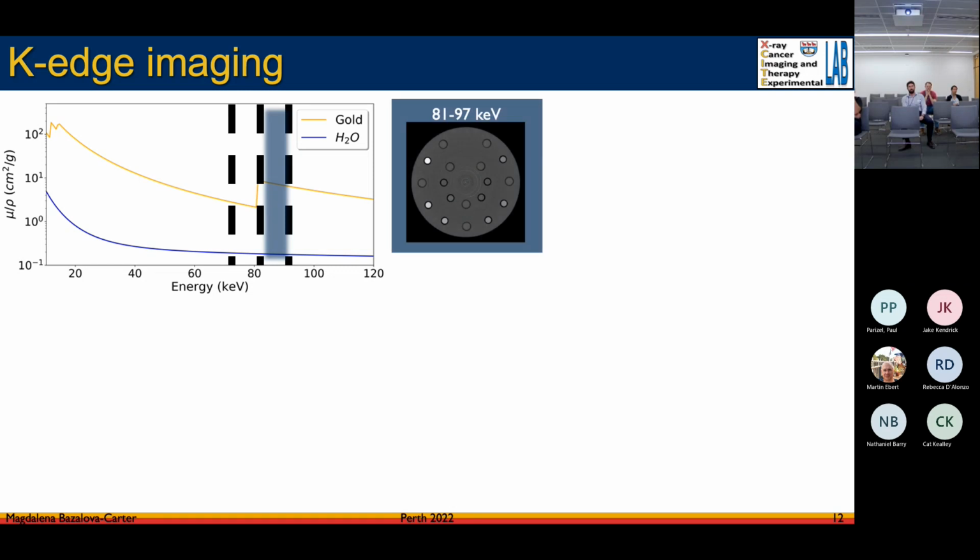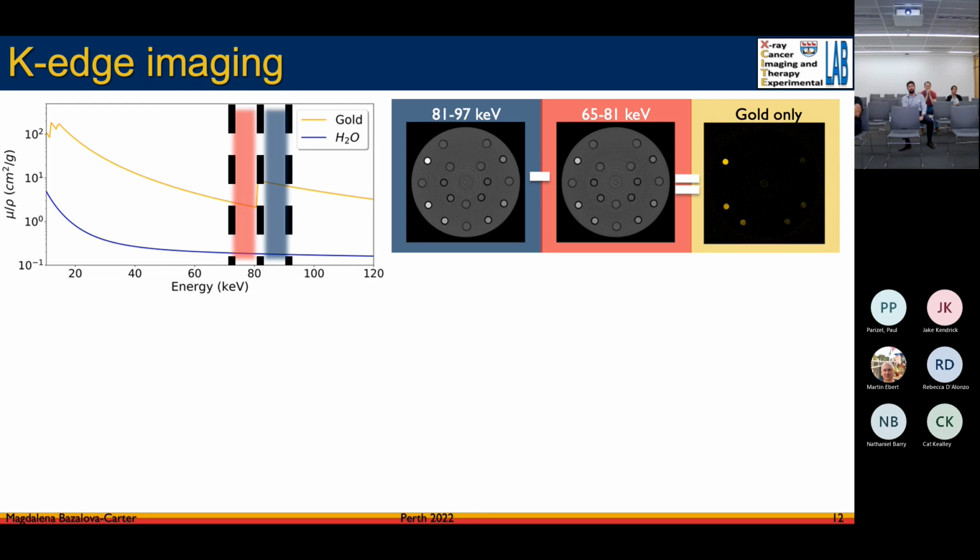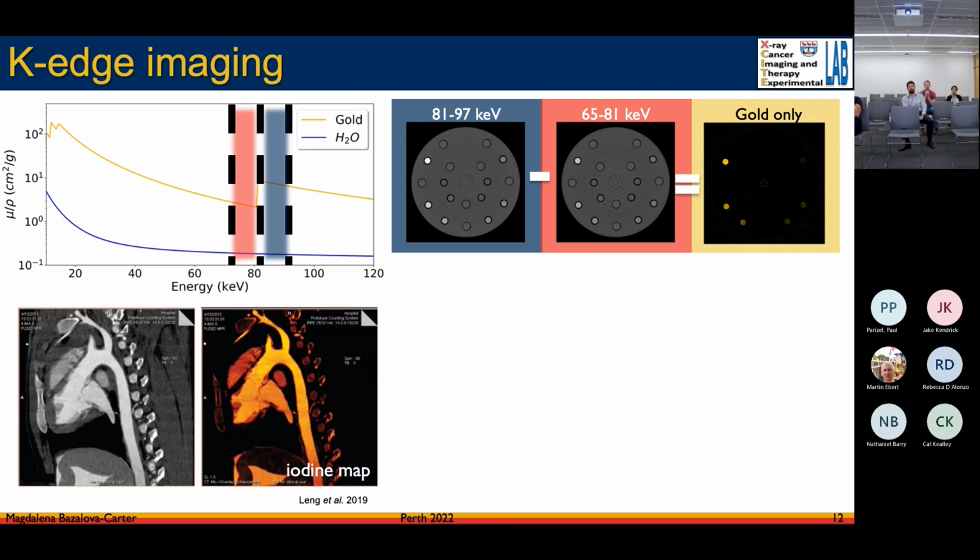This is what we would get for a phantom. This is what we get for below KH, and we can just subtract these two images really simply by subtraction. And what we end up with would be just the image of the contrast agent. And you can do this if you have multiple thresholds. You can actually do this for multiple contrast agents in the same scan. So you'll end up with gold only. This is done for iodine imaging.